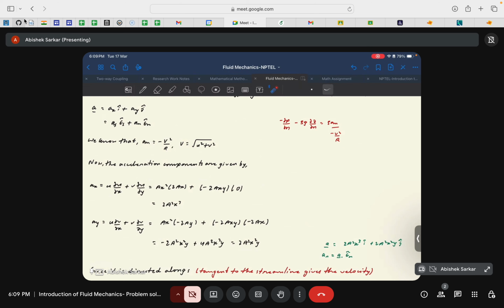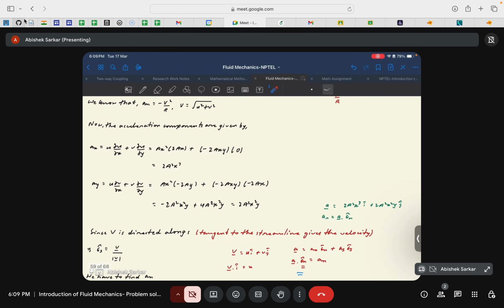Since it is steady, the time derivative part is removed, so we have ax equal to u dou u by dou x plus v dou u by dou y. Just substitute the values of u and v here, and you will find ax equal to 2a square x cube. Similarly, ay is u dou v by dou x plus v dou v by dou y. Substituting u and v, you will get ay as 2a square x square y.